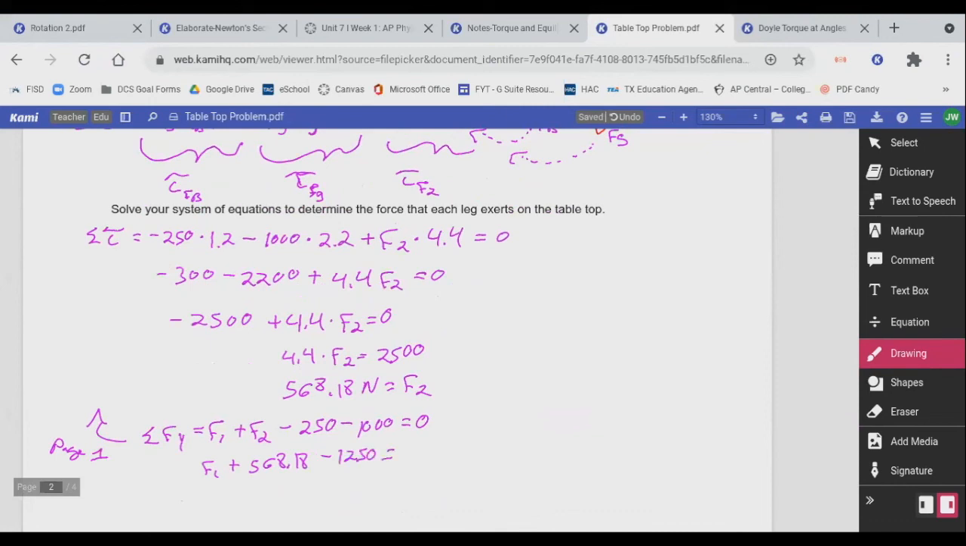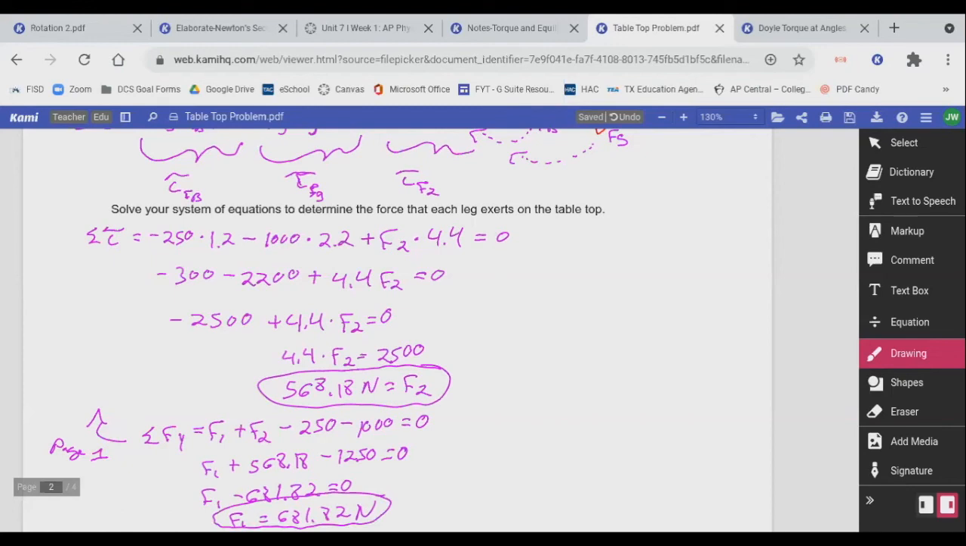Equals 0. So 568.18 minus 1,250 gives us F1 minus 681.82 equals 0. So that means F1 equals 681.82 newtons. So here's my F2 and here's my F1.